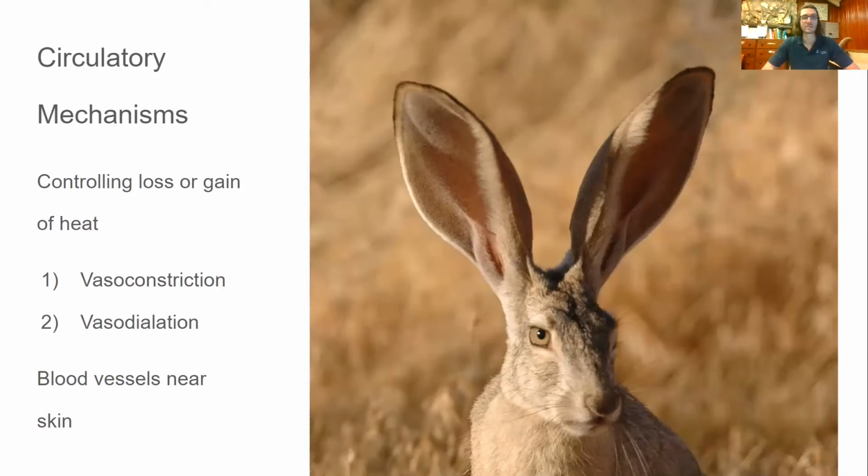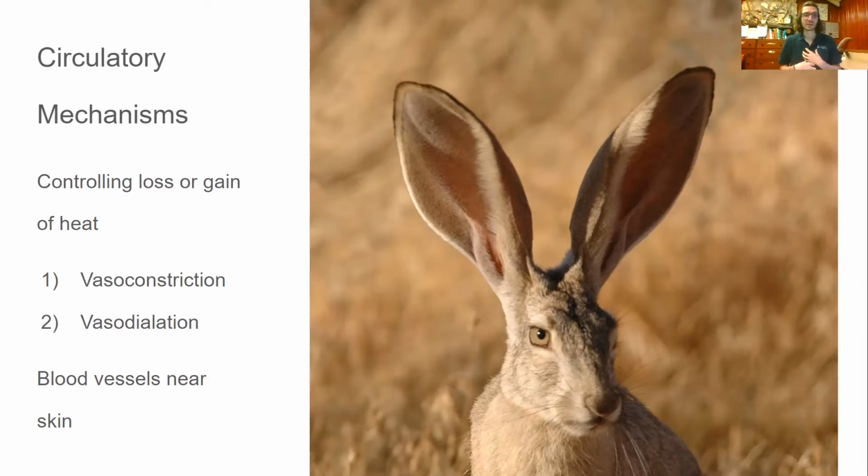This idea is all related to blood vessels that are near the skin. Now, this is really important because one of animals' biggest points of heat transfer is going to be near the skin. You can lose heat across your skin. And so you want to control how much blood is going to go towards that skin because it will lose heat. Blood comes from the core. We're warmer in the core, or in the center of our bodies.